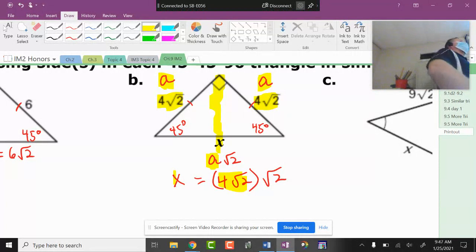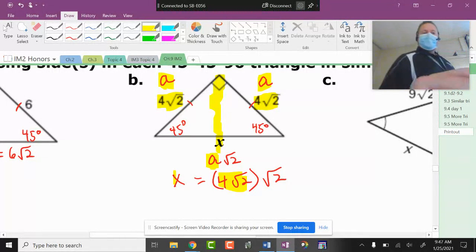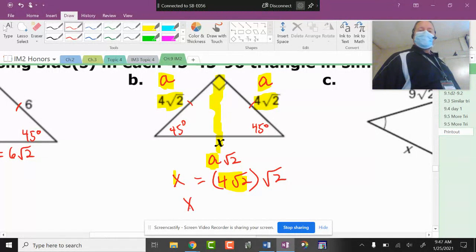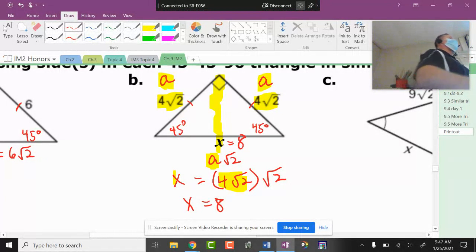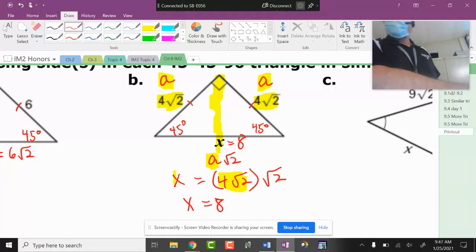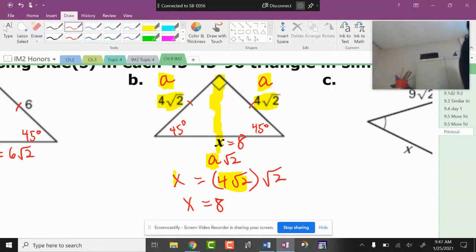Ooh, what's root 2 times root 2? Let's do that first. Did you hear him? What's 2 times 4? 8. X is 8. So therefore, that is the length of that hypotenuse. So that's why this one's a little weirder and a little different. All right. Jad, are you next? Nice. Anyone have any questions on that?